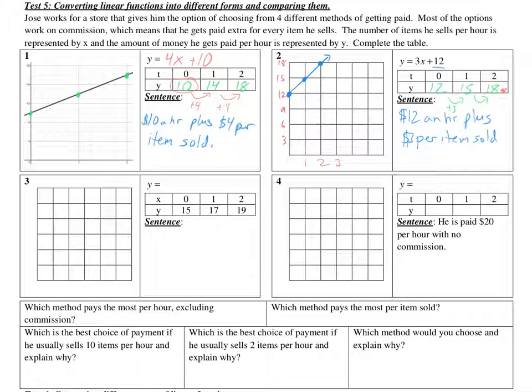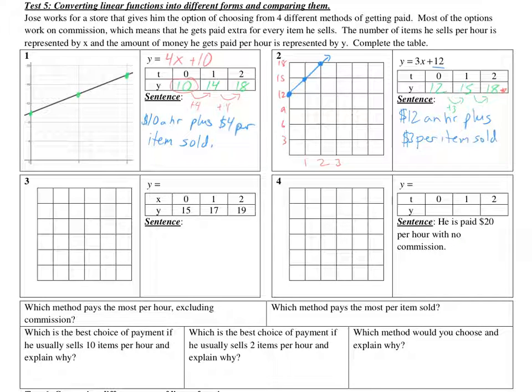Do you guys see a line? Now look at this. Does the graph make sense? Is our y-intercept 12? Is our slope 3? Does it match? Now, I do want to point out something. This graph is wrong because technically, can you connect the dots? Can you sell half an item? I sold half an item today. I cut it in half.